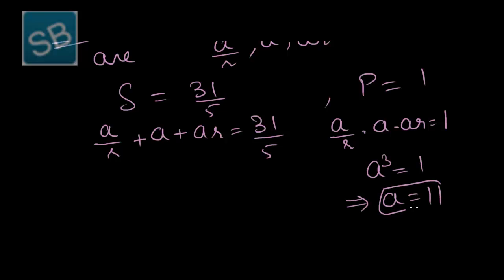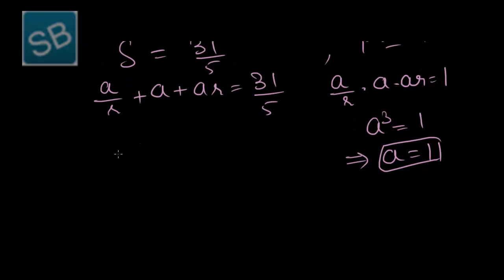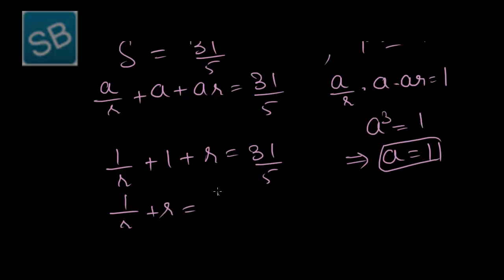So a is 1. By using a is equal to 1, we will get the value of r from this condition. That is 1 over r plus 1 plus 1 into r is r, equal to 31 over 5. So we get 1 over r plus r is equal to 31 over 5 minus 1.